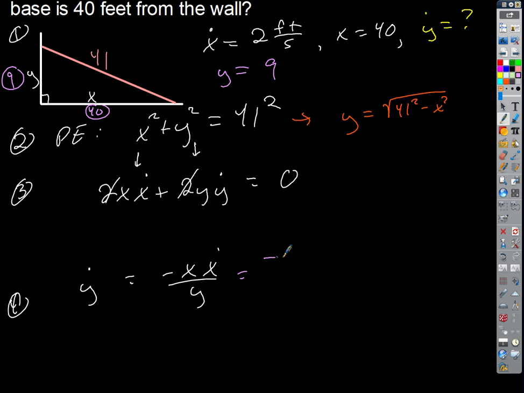So we end up with negative 40 times, that one ends up being times 2 divided by 9. And so we get negative 80 over 9. And what would the units be? Feet per second. Okay, good.